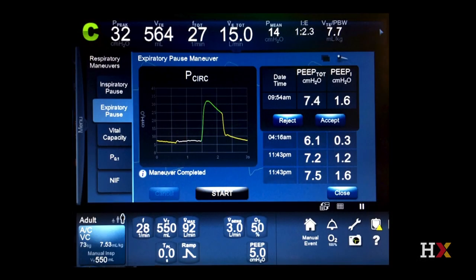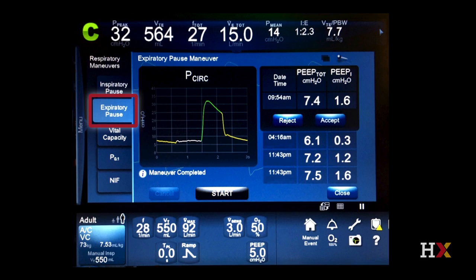To quantify the air trapping, we perform an expiratory hold. Just like we performed an inspiratory hold to look at the plateau pressure, performing an expiratory hold allows us to measure the pressures in the system when all flow stops. So what we can do is press on the ventilator the expiratory pause button or the expiratory hold button, called different things on different ventilators.